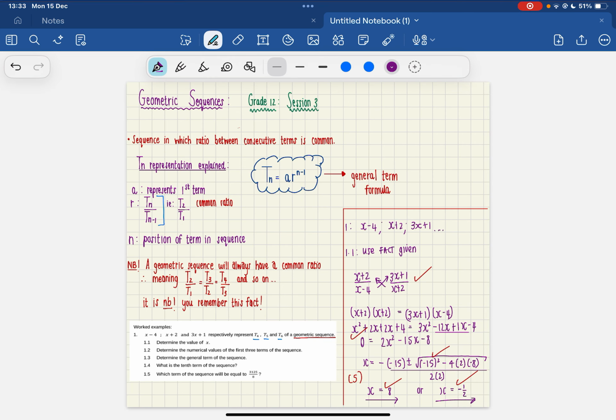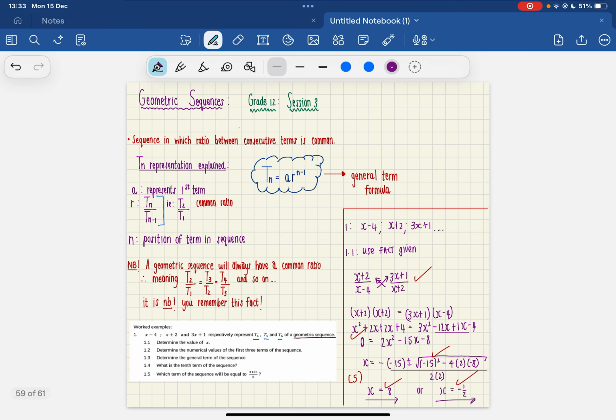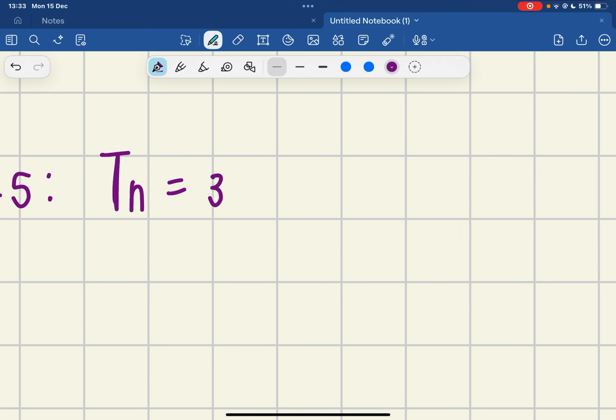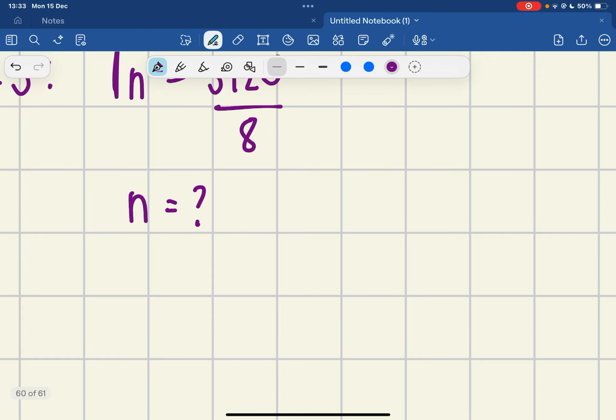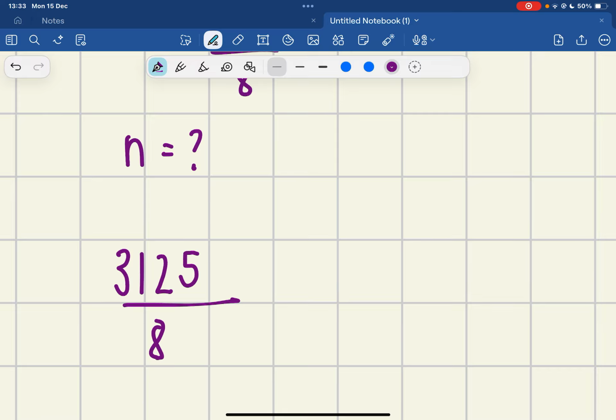Now, question 1.5 asks us which term of the sequence will equal 3,125 over 8. So which term will equal this? They've already given us T of n. So in this case, T of n is equal to 3,125 over 8, and we're looking for n. Okay. So 3,125 over 8 is equal to A R to the power of n minus 1.